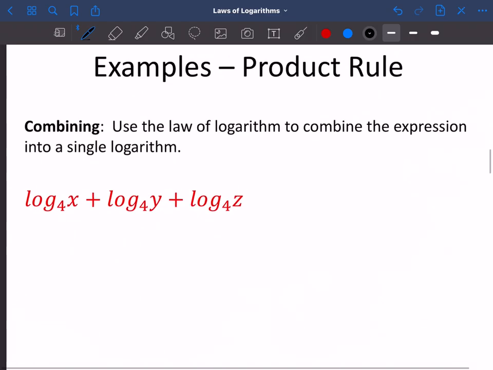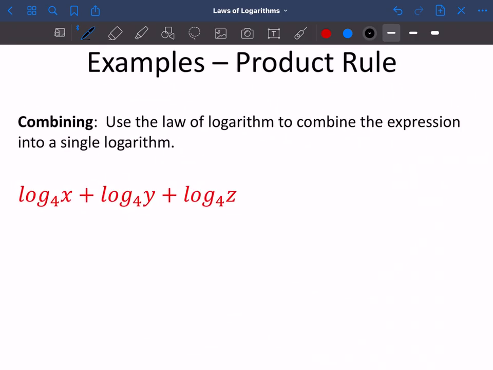All right, so let's take an example. Using the product rule, I want us to combine, so we want to condense this. Here we're going to use the law of logs to combine this expression into a single logarithm. Right now we have 3 logs, and we want in the end to have 1 log. Since my base is 4, we know that's going to be common, and we want to condense this into 1 single log. So using our property, we know that addition reduces to multiplication.